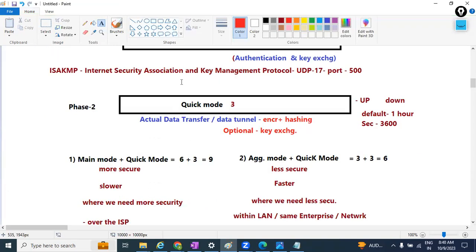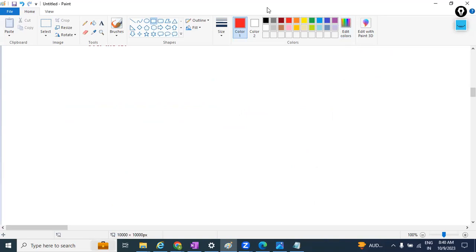So for phase 1, first we are going to talk about its first combination, and we are going to discuss how many messages here? 9 messages. Okay, so let's start with the first concept.